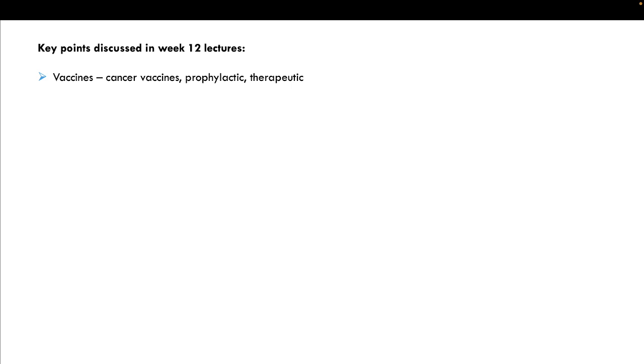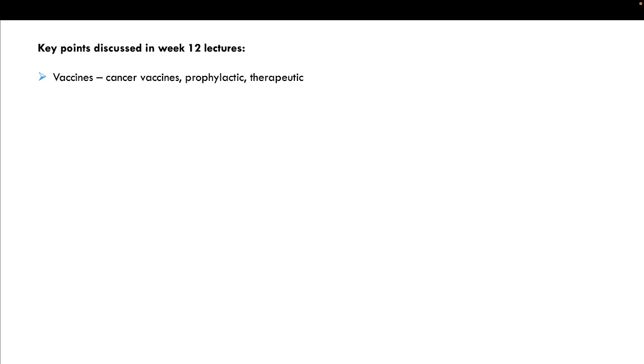So if you already deliver these cancer vaccines containing some part of the antigen or some protein of this virus, then whenever there is an actual infection from the virus, the body will be protected. So this is one example of a prophylactic cancer vaccine.